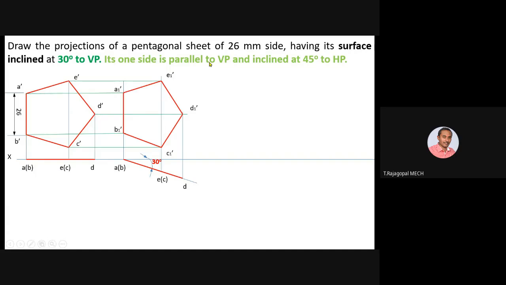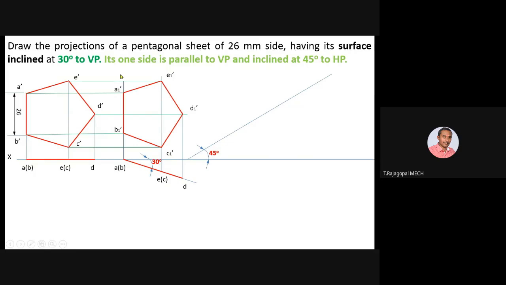So which side we made parallel to VP? This A dash B dash is the side we made parallel to VP. Now you can take this A dash B dash as the side. It has to be inclined at an angle of 45 degree to HP. So again, you take any point on the XY reference line, draw 45 degree inclination line with respect to HP without any specific length. Okay.